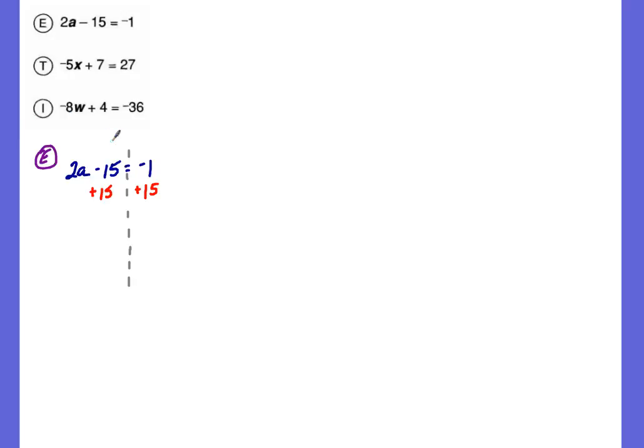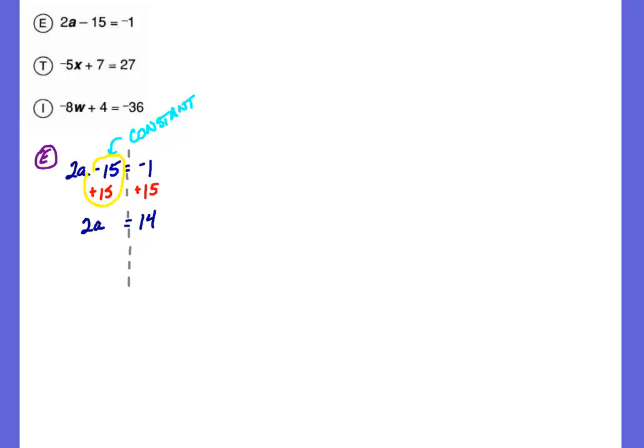Let's remind ourselves, this value, this one that does not change, is called the constant. I'm doing the opposite of the constant. Here they're taking away 15, so I'm adding 15. That will allow this to cancel out, leaving me 2a. Negative 1 plus 15 is 14.